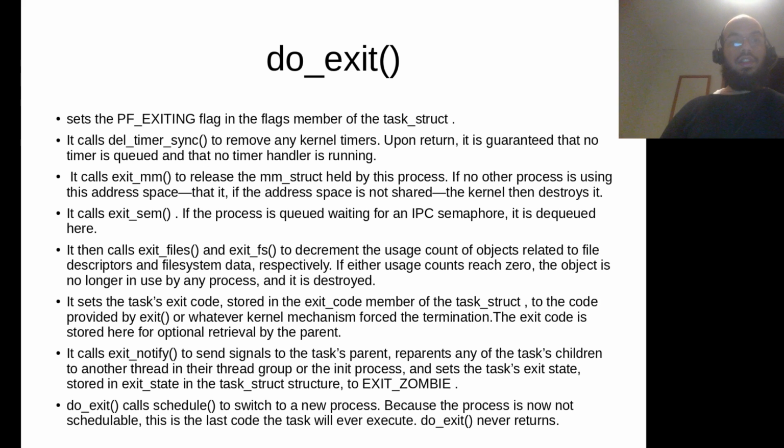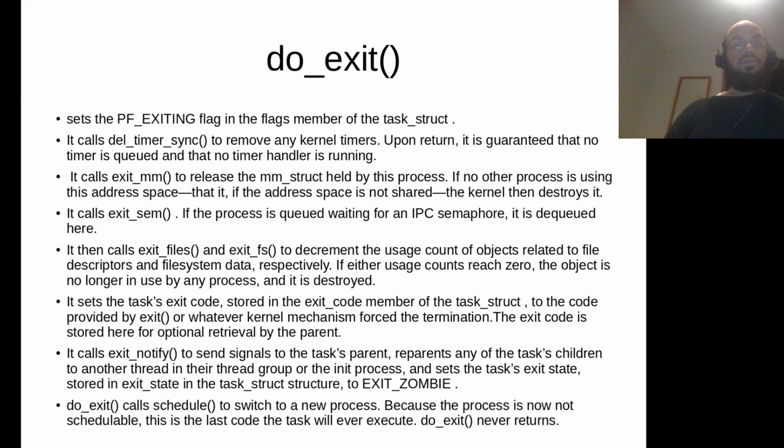And do_exit takes these steps to exit a thread, to kill a thread. In the beginning it raises a flag that says that it's exiting. Then it calls a function to remove any timers that are associated with this thread. It calls a function to release the memory structure held by the process, and if no other process is using the address space, then the kernel will destroy that part of memory later. Not now, but it just says that I'm exiting, so I'm no longer using this part of memory.